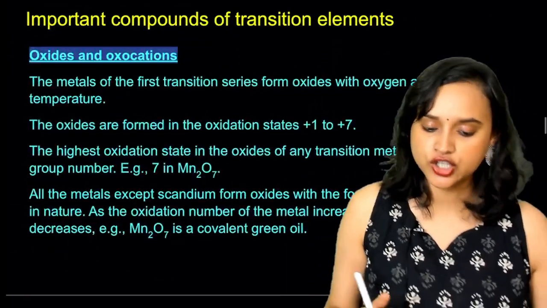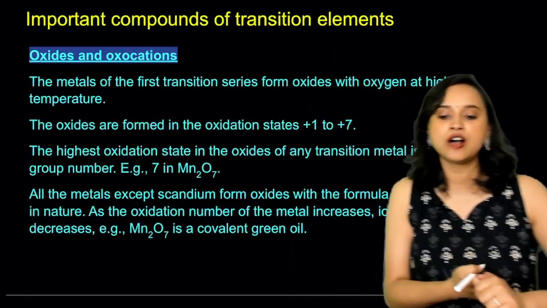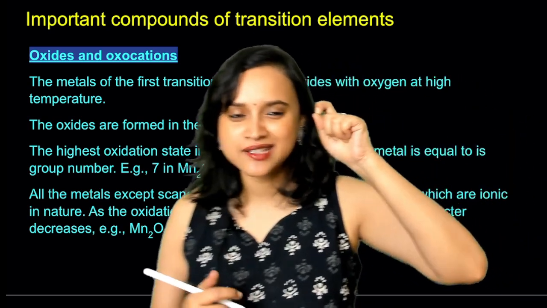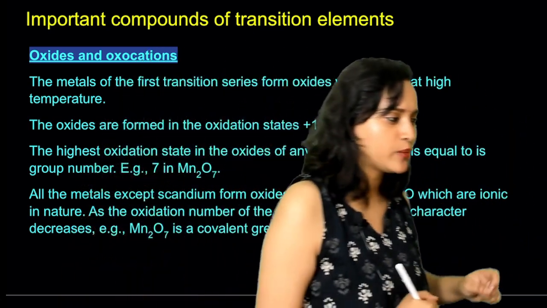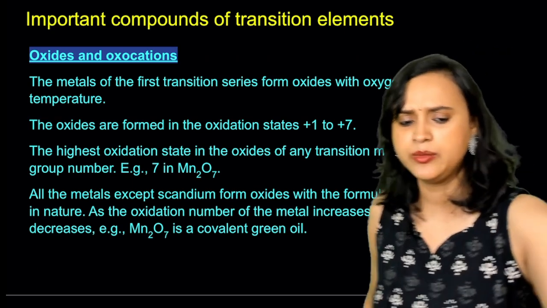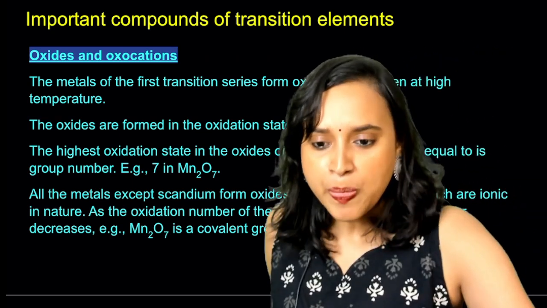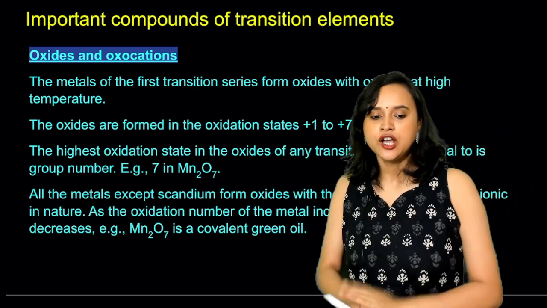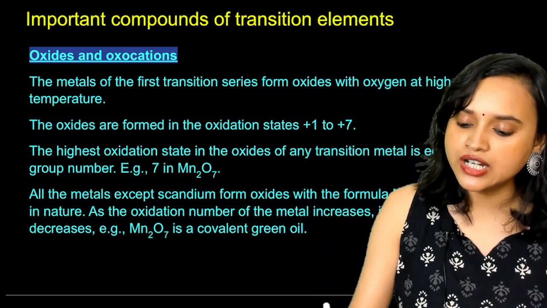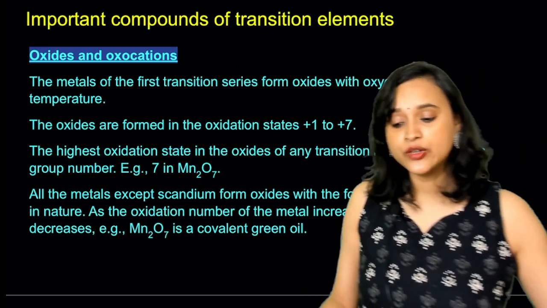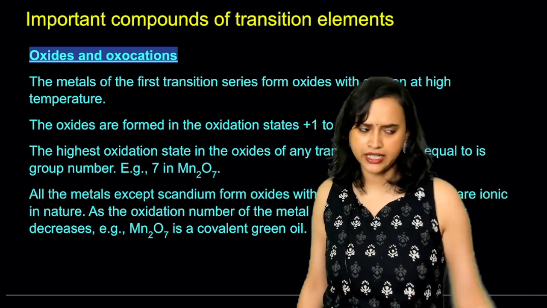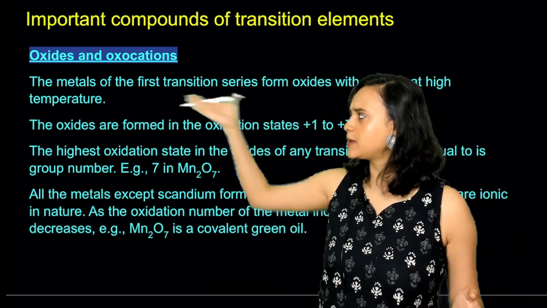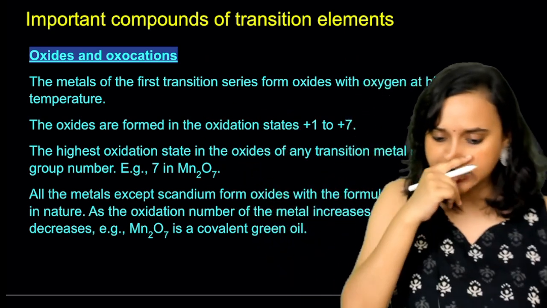Correct, everybody? All right, let's come to important compounds of transition elements. We are reaching the most important part of the chapter, that is potassium dichromate and potassium permanganate. I believe that I will be able to finish the chapter in the next 10 to 15 minutes. All right. So the metals of the first transition series, they form oxides with oxygen at a very high temperature. That is something that you know. Very simple and easy explanation line. I don't think I have to explain anything here.